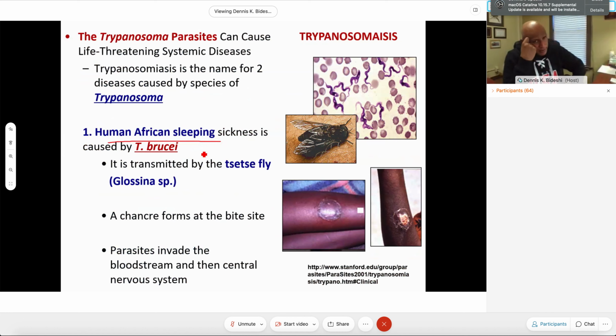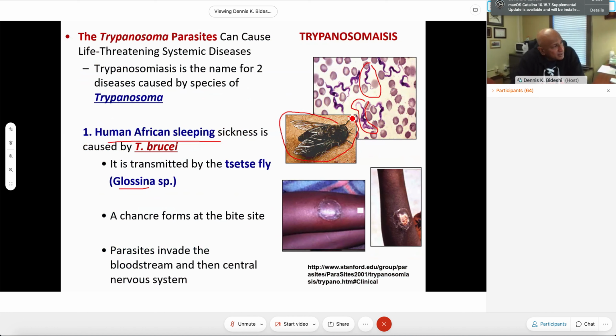But this is vectored by this fly back here. That fly is called a tsetse fly. It's also called Glossina. This is the scientific name for it, the Glossina fly. By the way, here's a nice little diagram. This is a blood smear, a figure. You can see this parasite back here. Actually, it's pretty to look at. Very beautiful, actually. It's about 4 times the size of a red blood cell. So here's the parasite back here. This is a red blood cell. Very easy to spot on a slide.